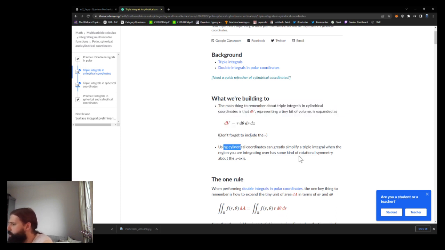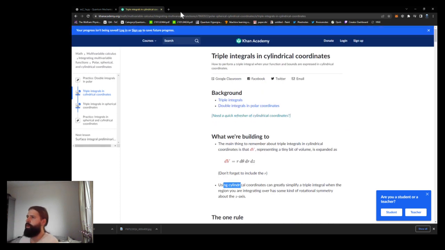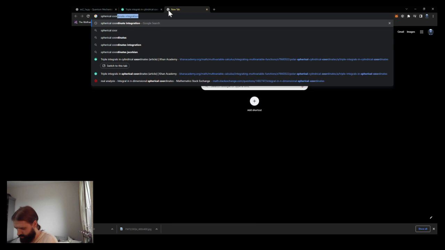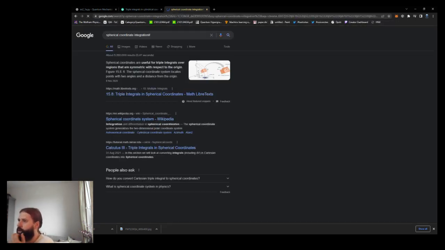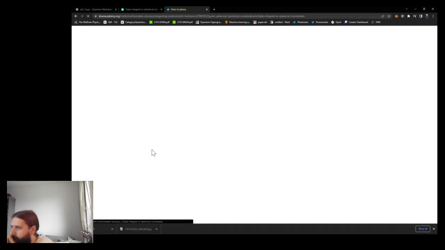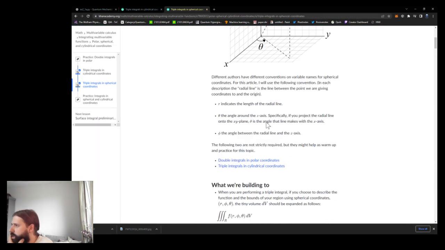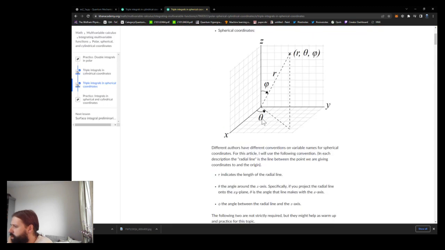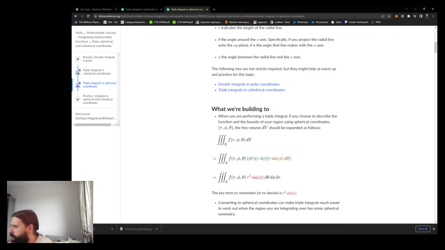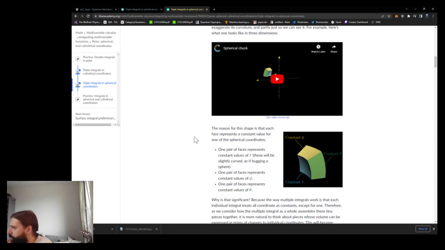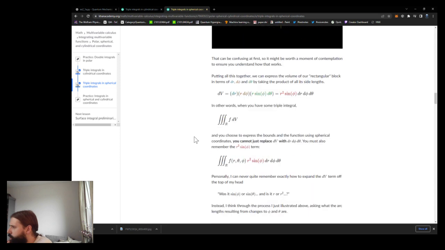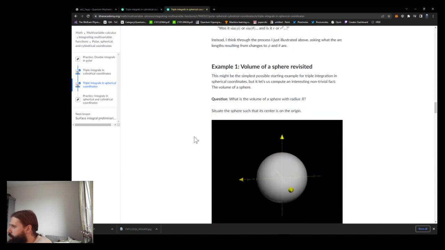We're doing cylindrical? Oh, this is cylindrical. I want spherical. From Khan Academy. And so it's kind of the same idea, right? But yeah, we're building up to this. When you're triple integrating, choose to describe the function in the bounds of your region using spherical coordinates. The tiny volume dV should expand as follows. Okay, we skip the explanation. We want to go through the example of the sphere.